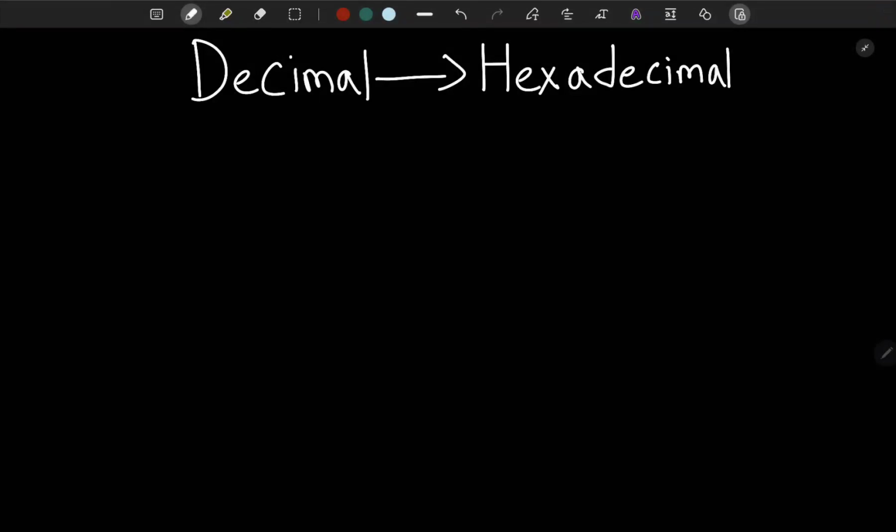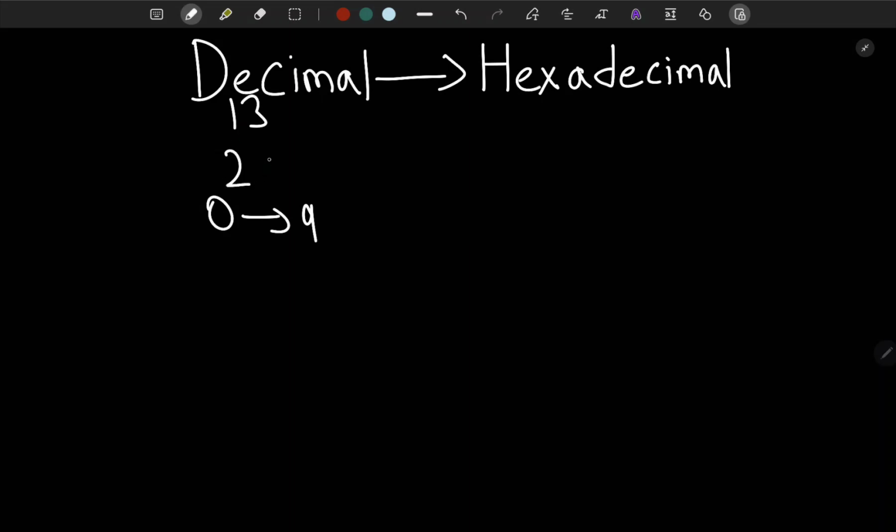So in this video, we will learn how to convert a decimal number to a hexadecimal number. First of all, we need to know what a decimal number is. A decimal number is a base 10 system, meaning that the digits can vary anything from 0 all the way to 9. So let's say we have the number 13. Each digit is from 0 to 9.